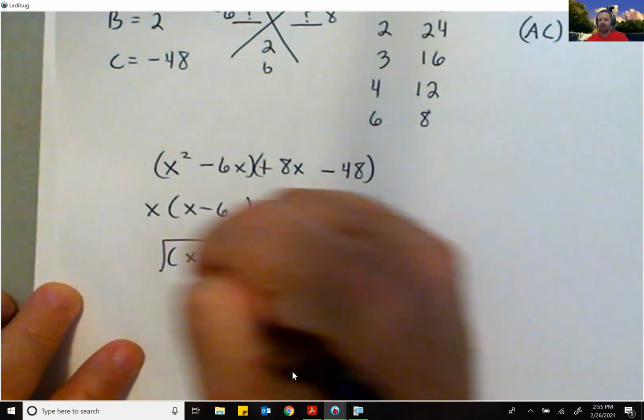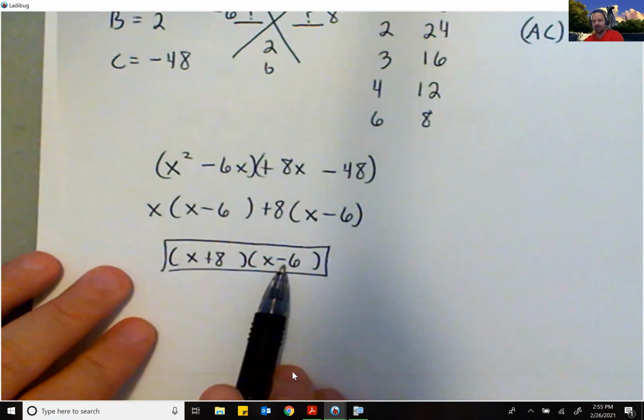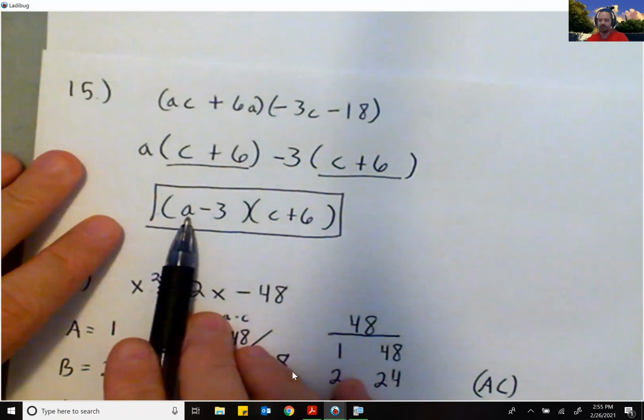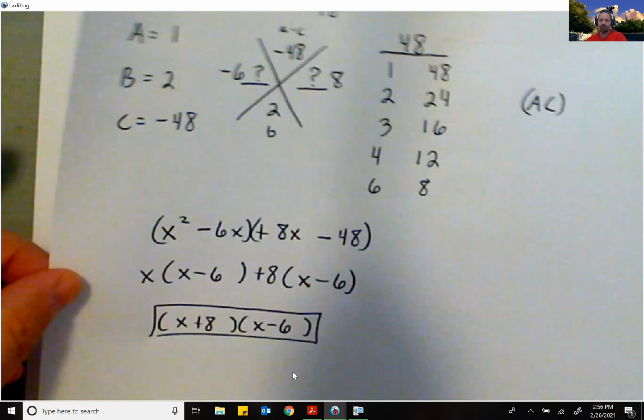And these can be in any order too. You could have x minus 6 and then x plus 8. And that's the same thing up here in number 15. We could have had a c plus 6, a minus 3. So there we go. There's the AC method.